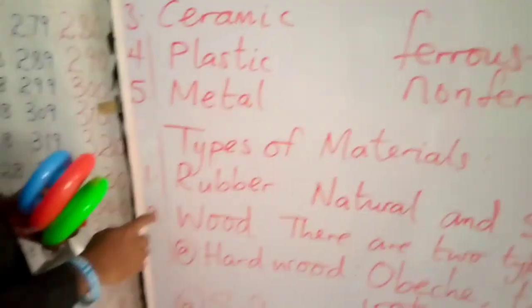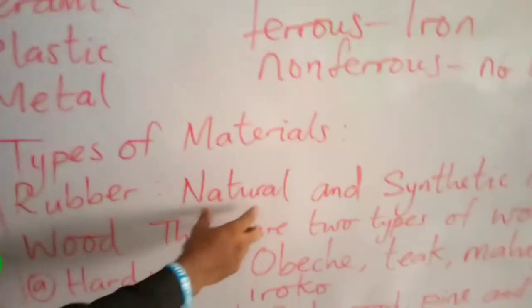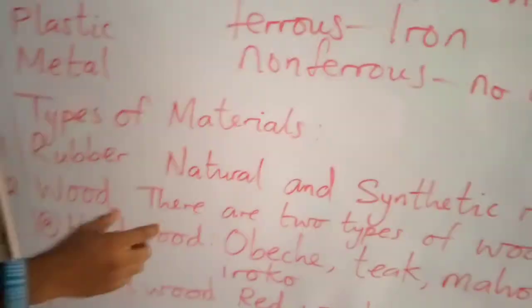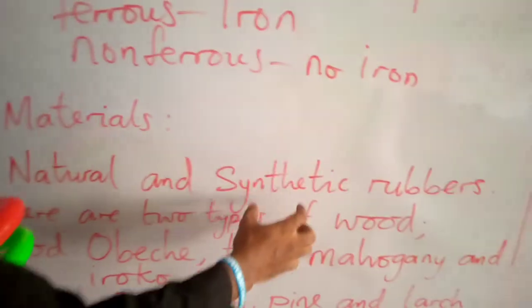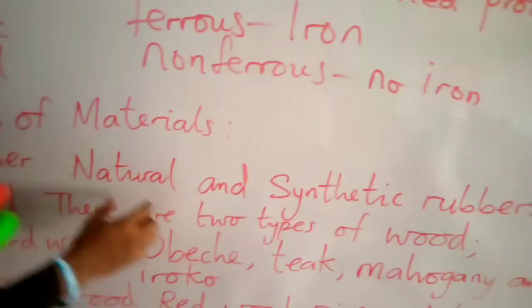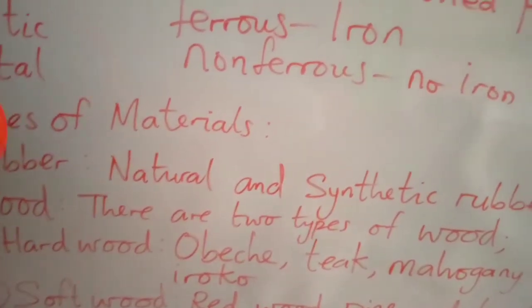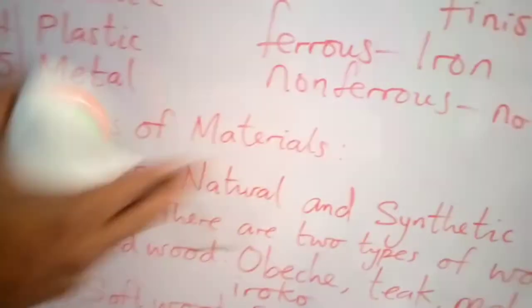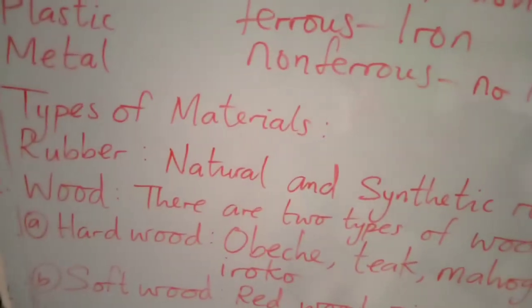Now we'll be looking at the types of materials. One we said is rubber, and it has two types. The natural, remember things created by God are called natural, and the synthetic rubber, which is created by man. This is created by God. The natural resources are used to produce rubber like your rubber band, and the synthetic rubber is used to produce your car tire. This is a synthetic rubber.